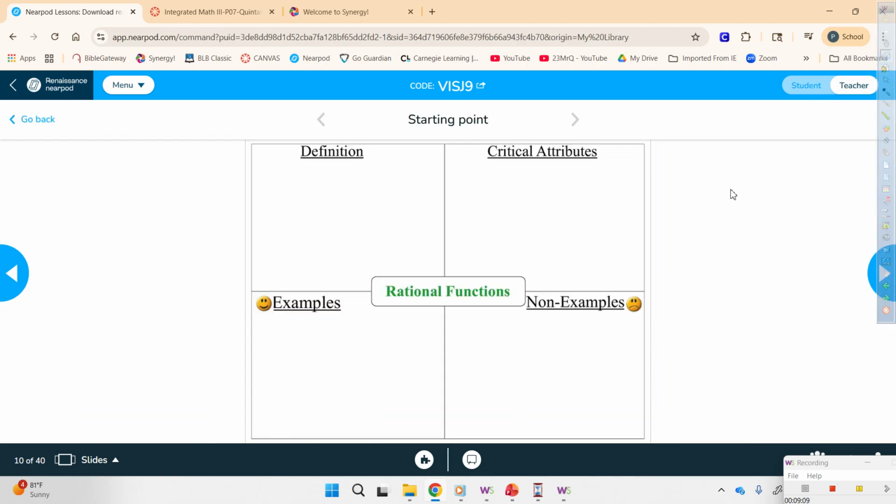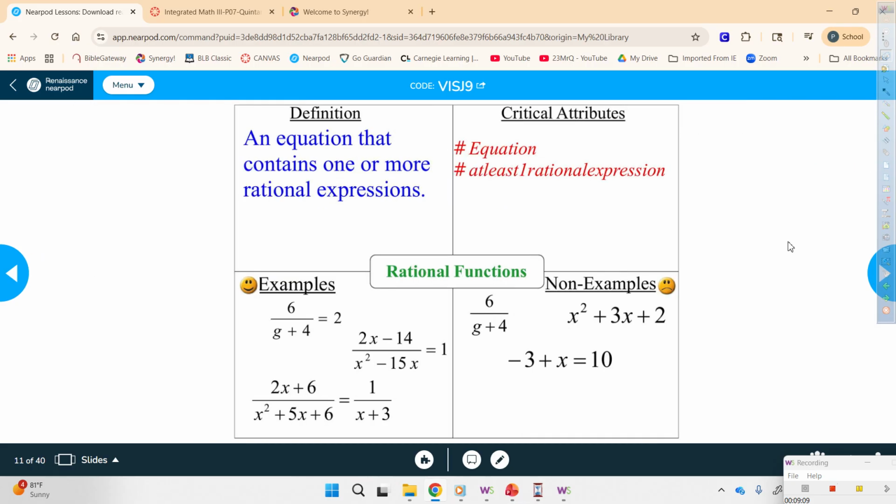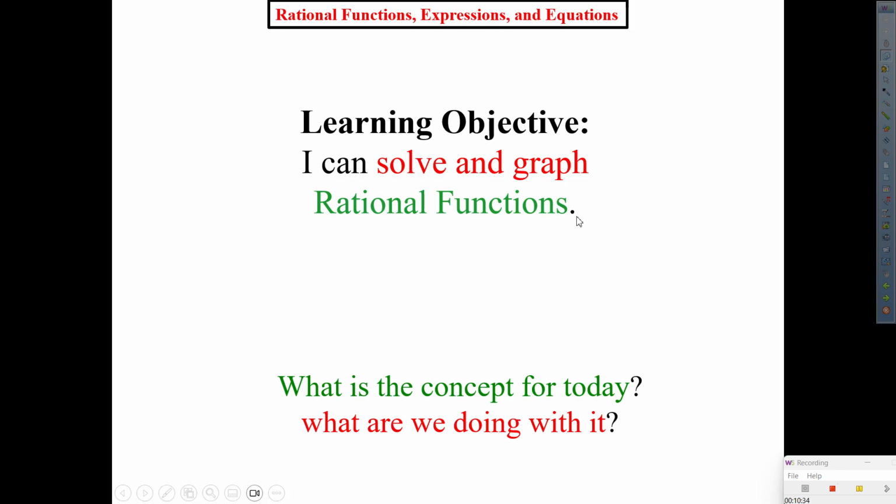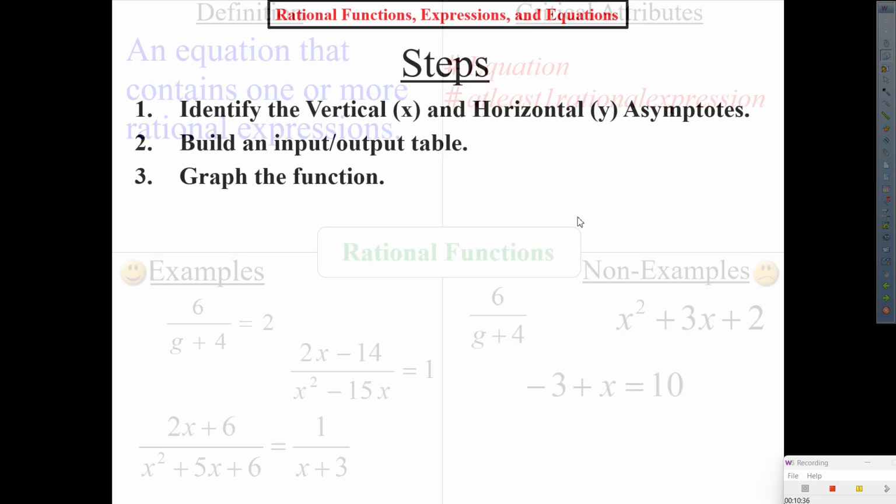I see some of you writing fractions. Very good. That's one thing. What's another thing? Rational functions should have an equal sign, or have to be an equation, and one fraction. Yes, some of y'all? Pretty good. All right, so we got that.